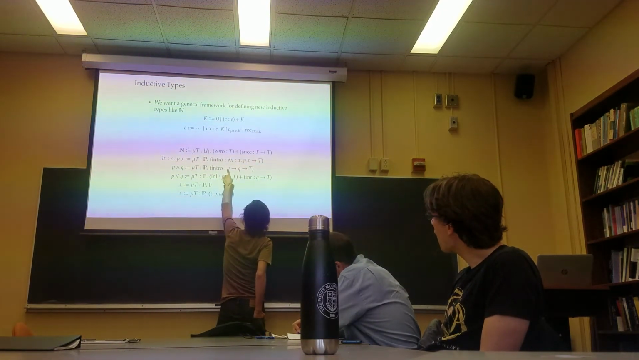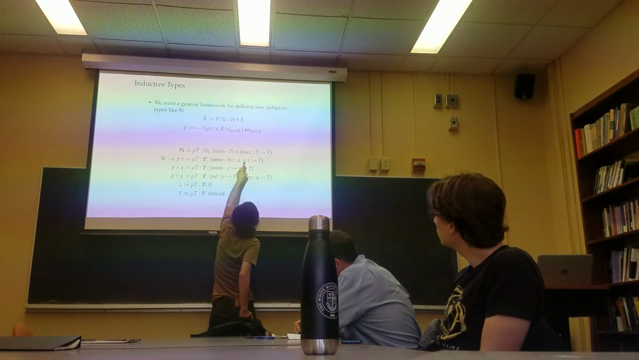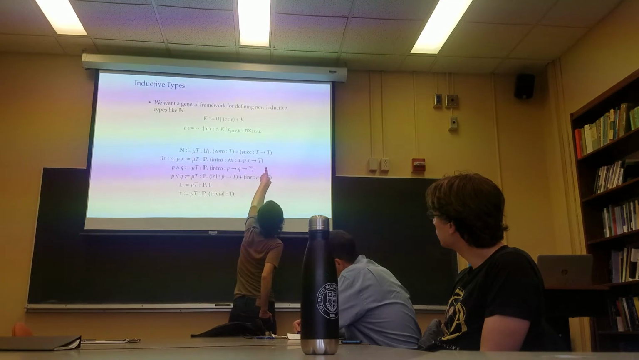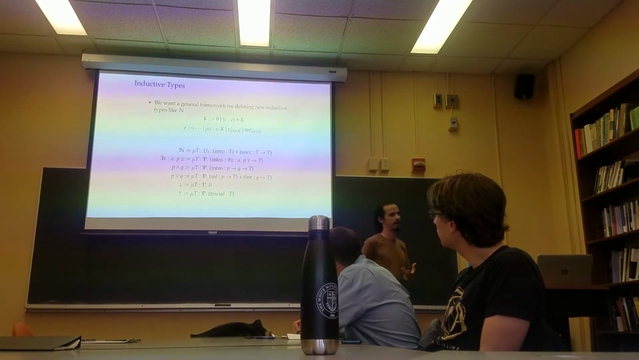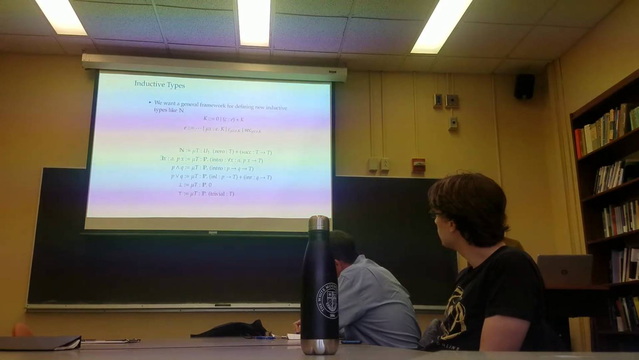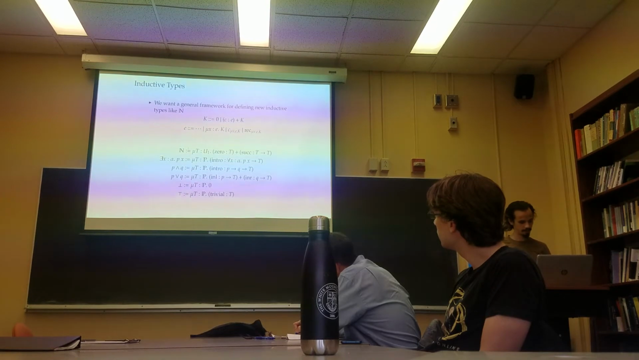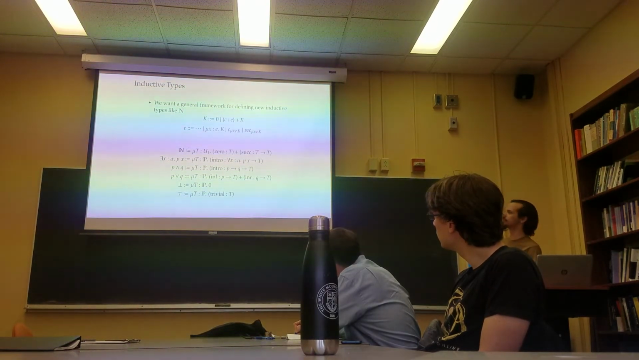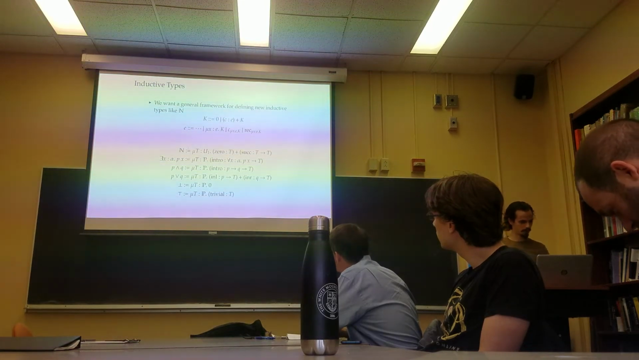So 0 is in the natural numbers, and successor is a function from the natural numbers to the natural numbers, and then the natural numbers are sort of the smallest type which has these two functions, and which is freely generated by them. I'll show how the recursors are done in a second.